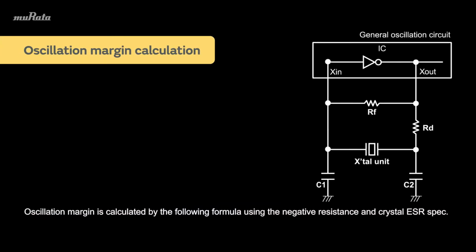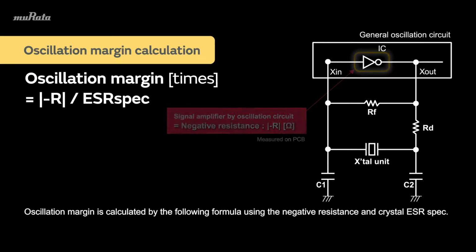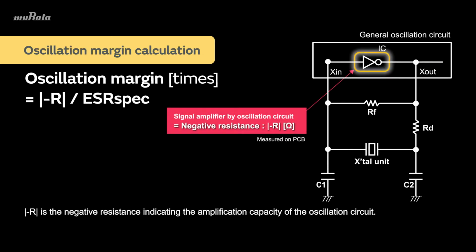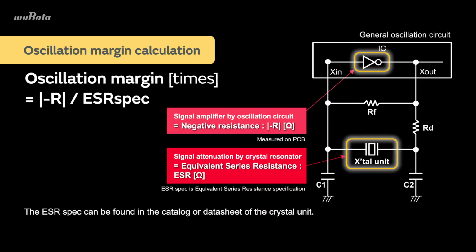Oscillation margin is calculated by the following formula using the negative resistance and crystal ESR spec. The absolute value of negative R is the negative resistance indicating the amplification capacity of the oscillation circuit. ESR spec means equivalent series resistance specification. The oscillation margin is the ratio between these two. The ESR spec can be found in the catalog or datasheet of the crystal unit.